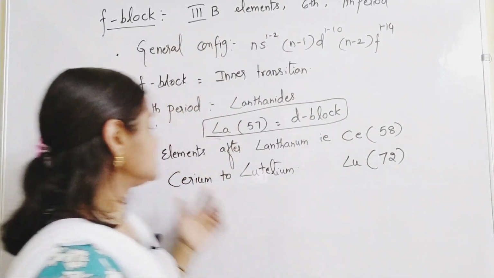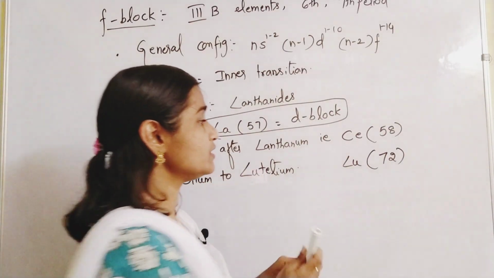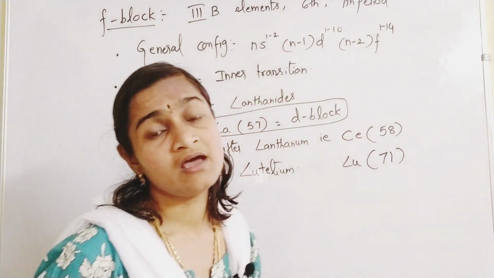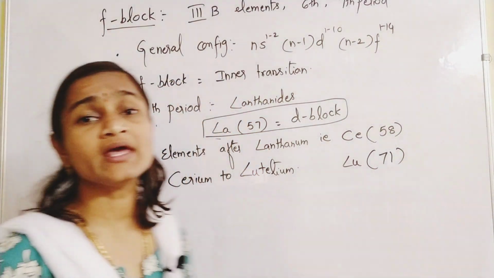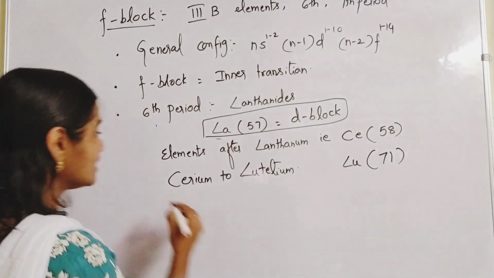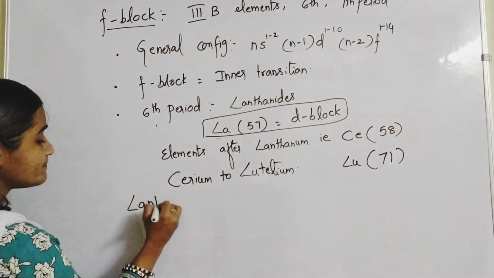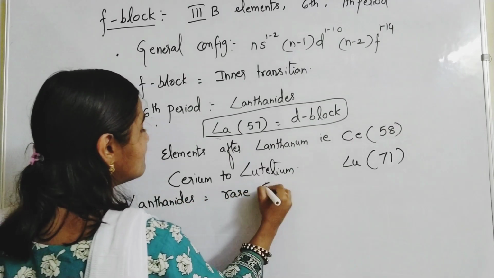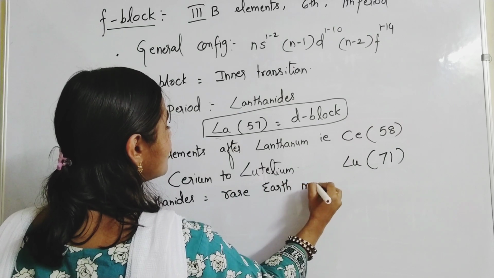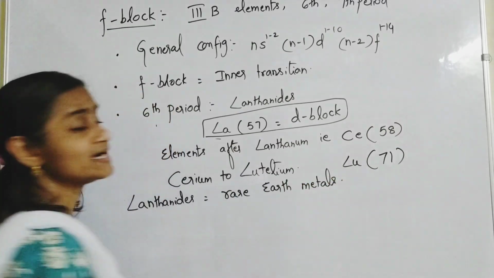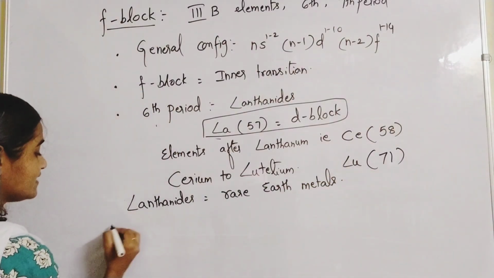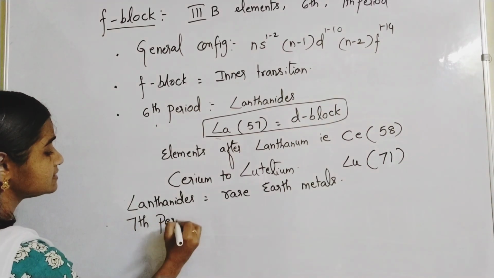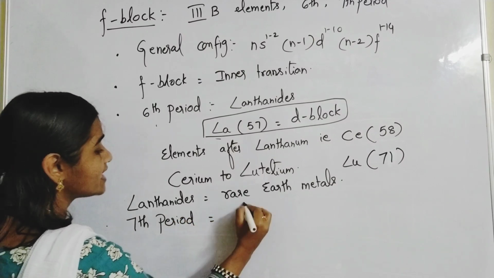So cerium to lutetium. Lutetium atomic number is 71, so 58 to 71 are called as what? Lanthanides. And these lanthanides are also called as rare earth metals. Similarly, 7th period elements are called as what?